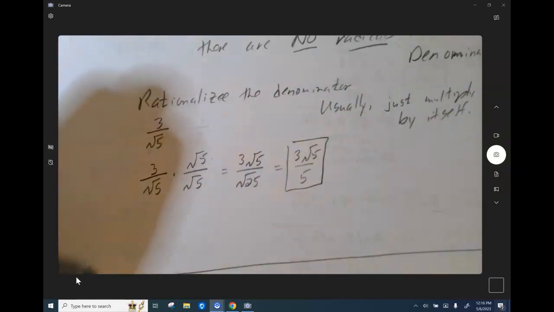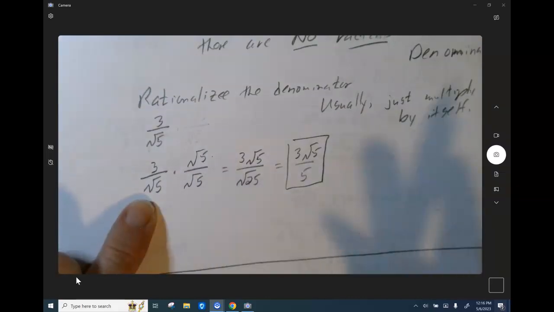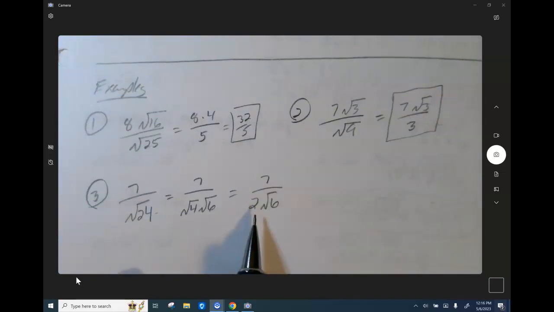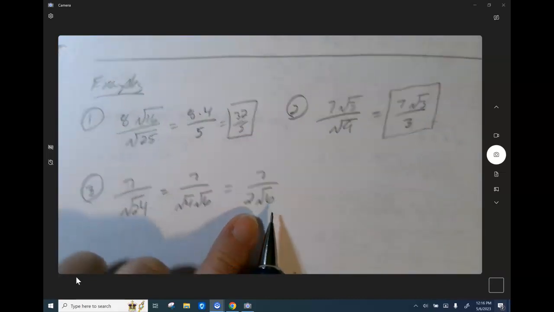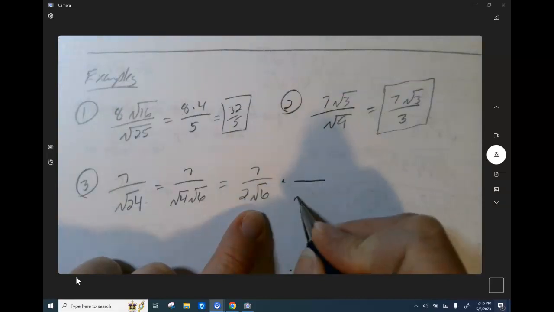That's my answer. Okay? So to rationalize the denominator, usually you multiply it by yourself. We'll get into some other things that you can do with that, maybe today, maybe not until next year. Okay? So here we go, back down to number 3. We can't leave the square root 6 at the bottom. So we're going to multiply by, that's right, square root 6.